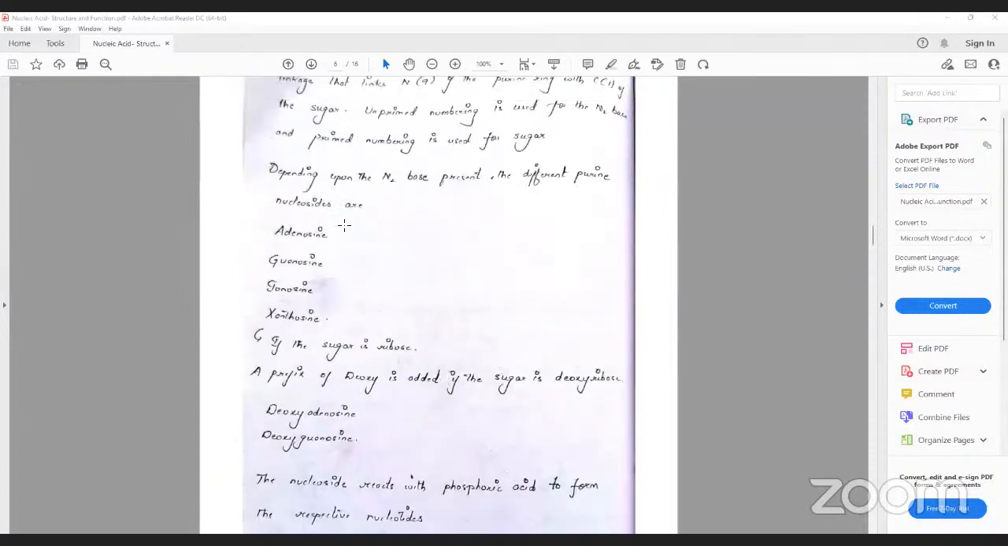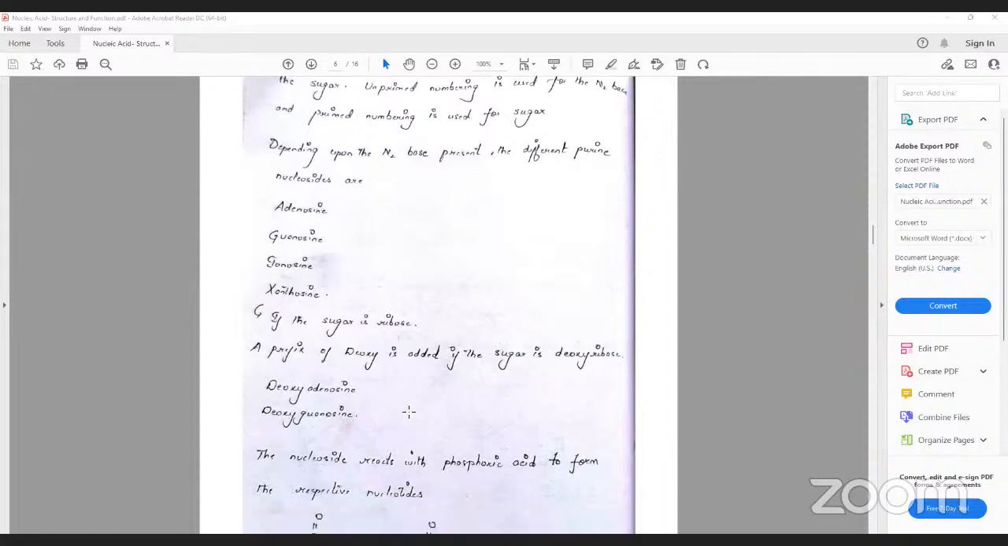Depending upon the nitrogen base present, when we only want to name the nitrogen base, we call it adenine, guanine, cytosine, thymine. But when a nitrogen base is linked to a sugar, it becomes a nucleoside, which is named differently. We call them adenosine, guanosine, inosine, and xanthosine. Correspondingly, if it is a deoxy sugar, it becomes deoxyadenosine, deoxyguanosine, which are present in DNA.